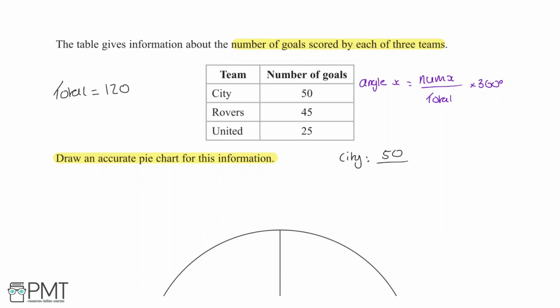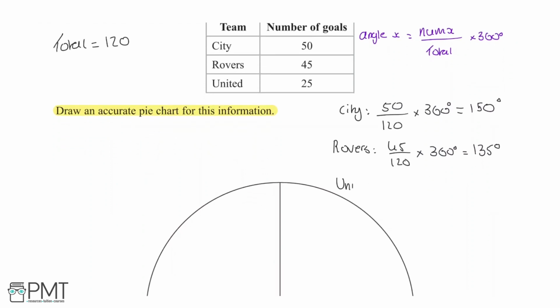So it's 50 over 120 times 360, and this equals 150. So this will be 150 degrees. For Rovers, this is going to be 45 over 120 times 360 degrees, and this will be 135 degrees. And finally, for United, this will be 25 over 120 times 360 degrees, and this will be 75 degrees.